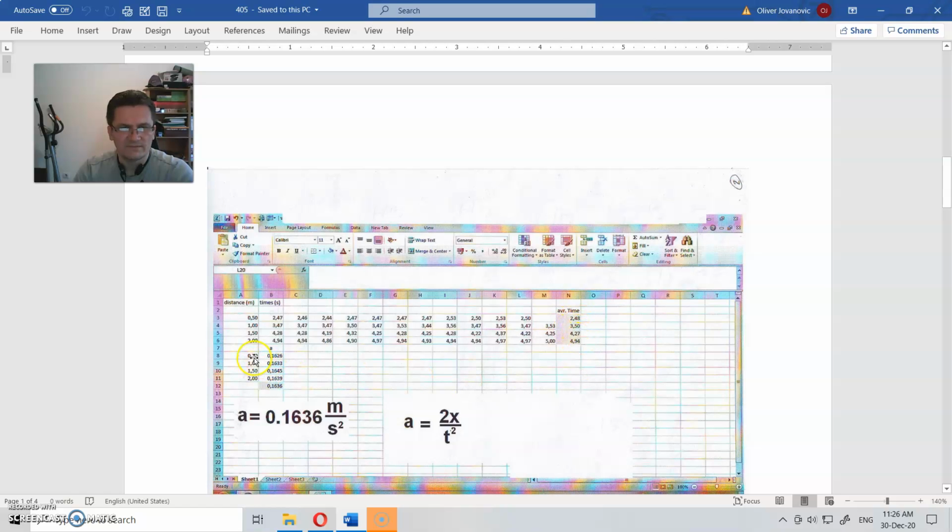For the distance 0.5 meters, the acceleration is 0.1626. Now that is not time, that is acceleration. This is the acceleration for 1 meter, for 1.5 and for 2 meters. They are all similar, as they should be. And the average of this acceleration is 0.1636 meters per second squared.